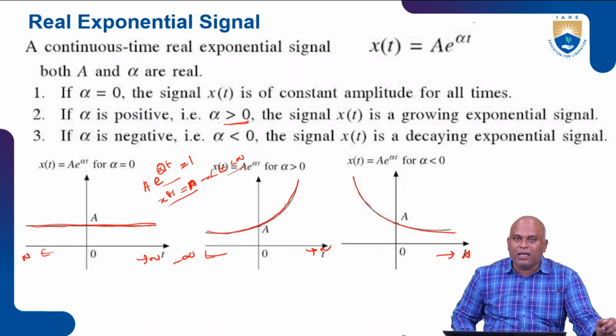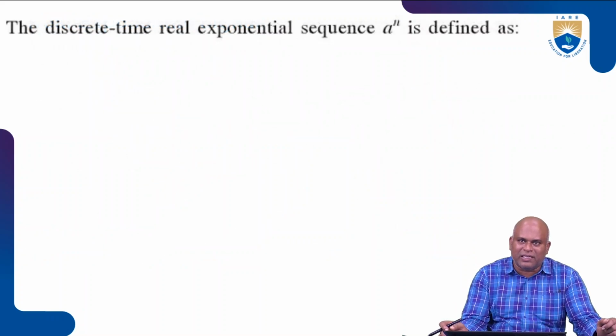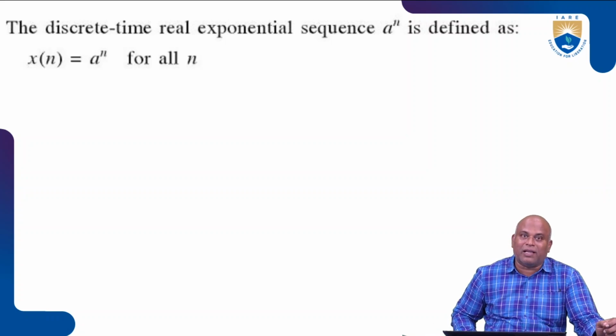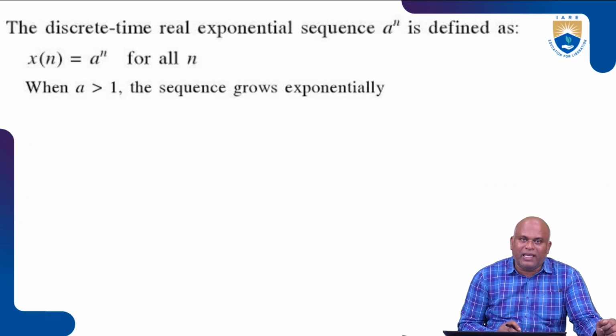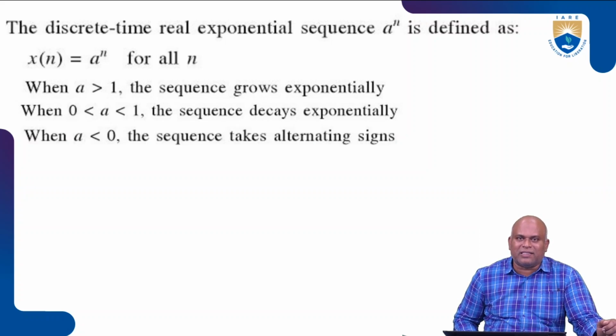Next, the discrete time real exponential signal. We represent x of n by the mathematical model x of n equal to a power n for all values of n. When a is greater than 1, the signal is a growing exponential. When 0 is less than a is less than 1, the sequence is a decaying exponential signal. When a is less than 0, the sequence takes alternating signs.